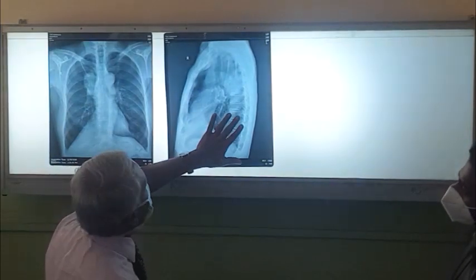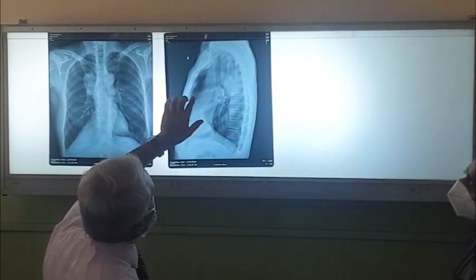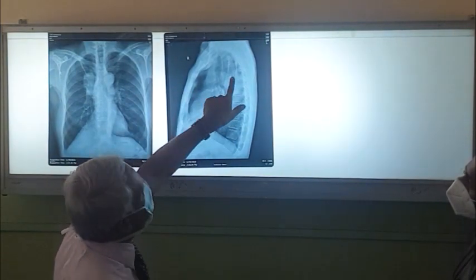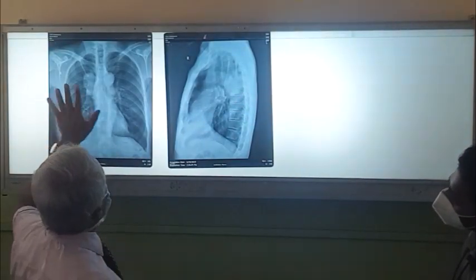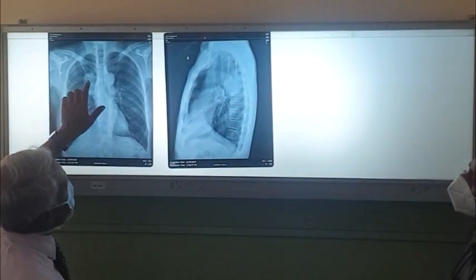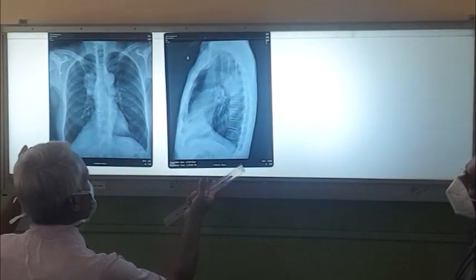So this is a lateral X-ray, anterior is okay, right? And this mass is here. Okay. So by looking at PA, you have to say this is a posterior phase mass lesion. Okay.